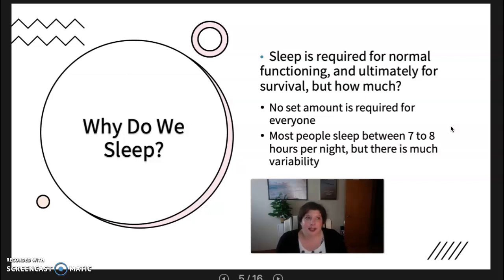So why do we sleep? Well, we know it's required. When we have tested rats and we completely sleep deprive them, they die. So we know that sleep is necessary for animals and humans. How much is required really varies on the person, though.